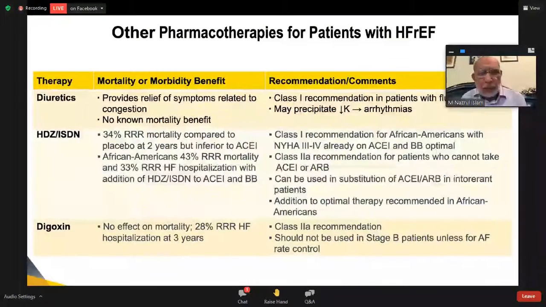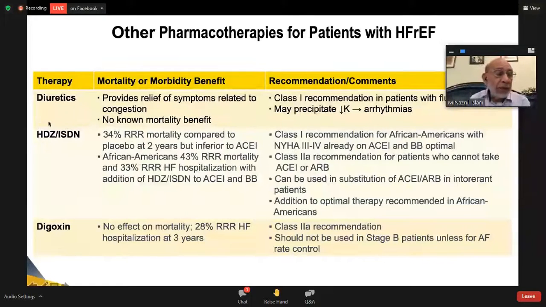The other drugs usually used in heart failure with reduced ejection fraction, in addition to those four, are diuretics, hydralazine with isosorbide dinitrate, and digoxin. Digoxin and diuretics we all know, so I'm not going to detail. But diuretics have a class 1 recommendation in patients with fluid retention, we must remember.